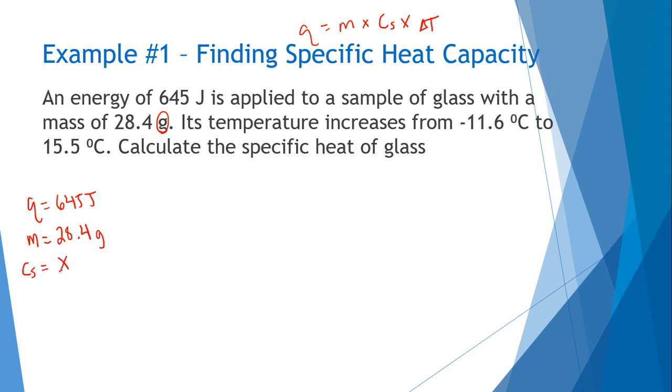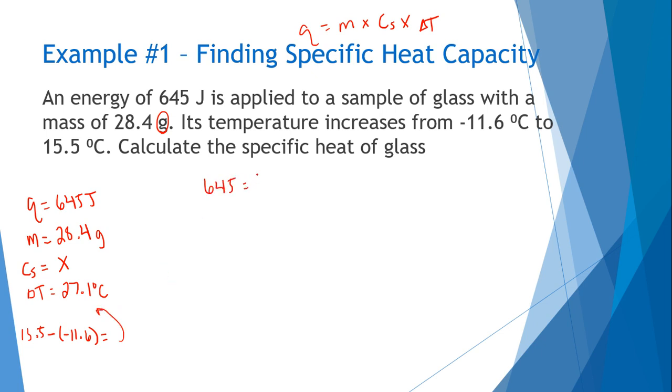The next one is specific heat, which we do not know. I'm going to put it as X. And the last one is your change in temperature. So remember, your change in temperature is final minus initial. So here my final was 15.5 minus my initial, which was negative 11.6. So my difference is going to equal 27.1. Now it does not matter that it's in Celsius, that's okay.